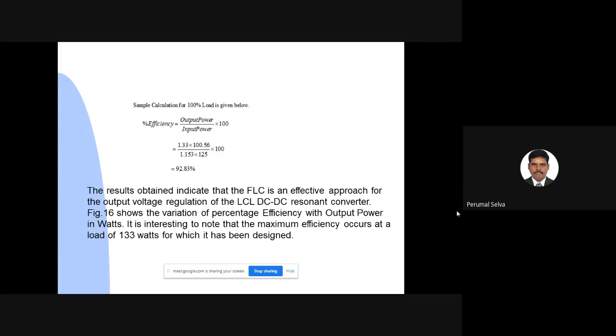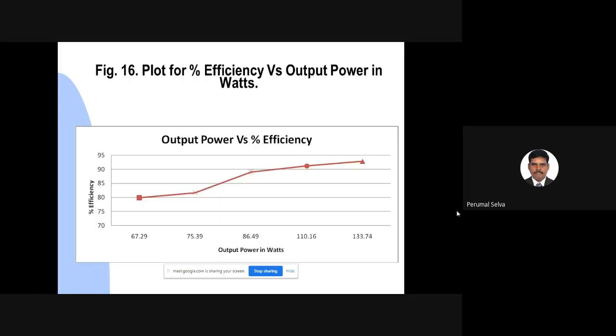Previous slide, please. So this is a plot of percentage efficiency versus output power in watts. The results obtained indicate FLC is an effective approach for the output voltage regulation of the LCL DC to DC resonant converter. This slide shows the variation in percentage efficiency with the output power in watts.